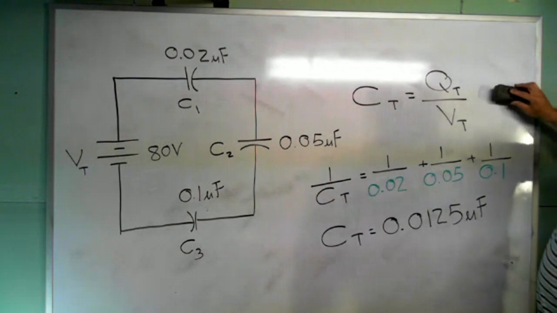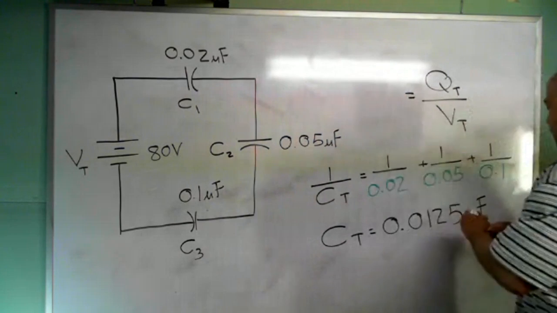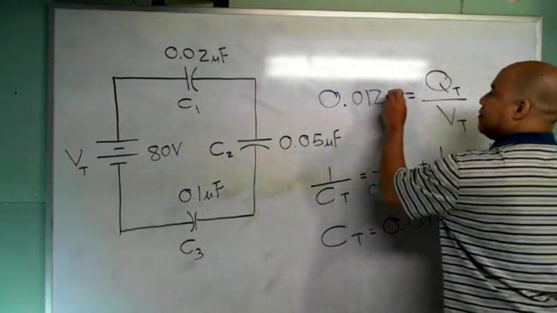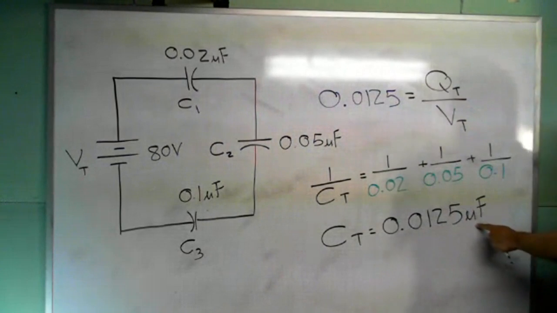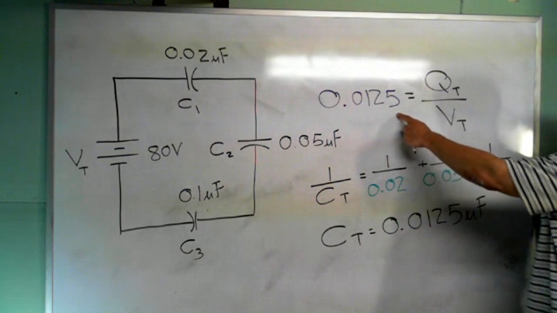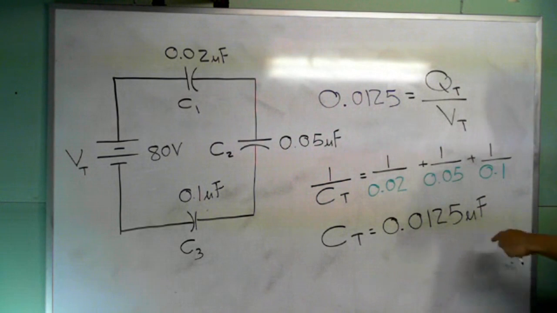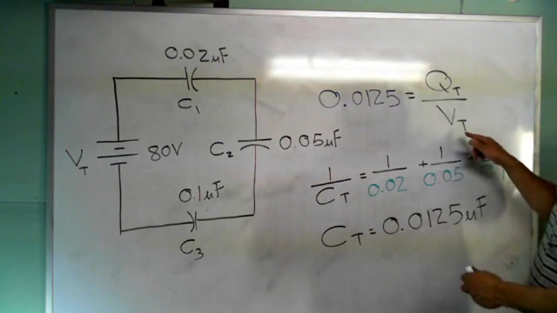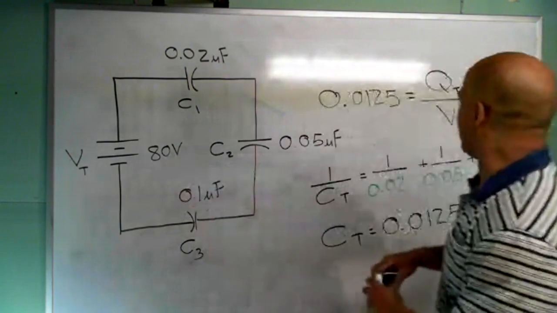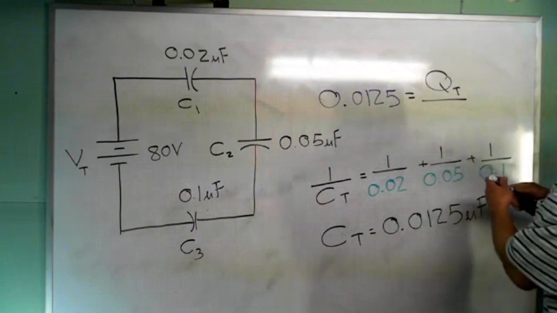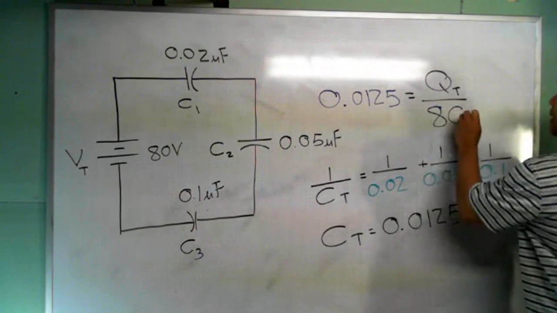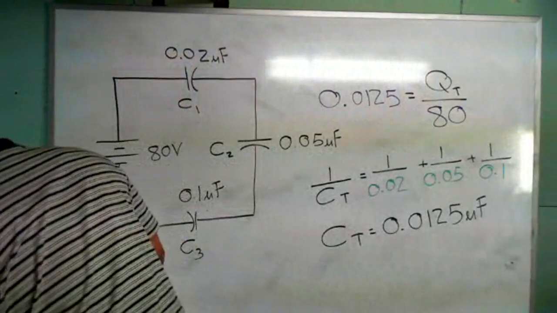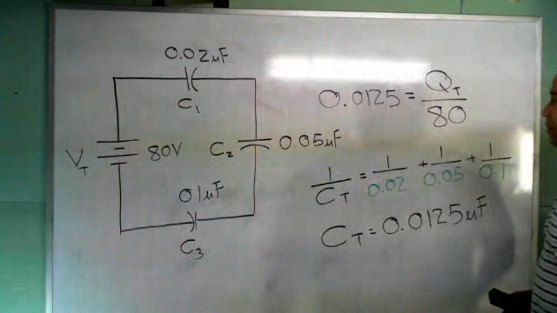So right here, I can get rid of this, and I can put in 0.0125. Again, this is microfarads. I'm not going to put the units. I should, but whatever answer we get will be in micro. So I know that number. I also know VT. VT is 80 volts. So I can put in 80 there. And the only unknown here is QT. So somebody figure out for me, what is QT?